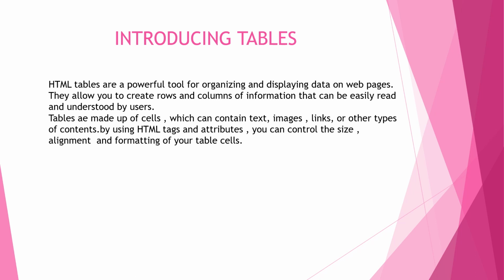Introduction to tables. HTML tables are a powerful tool for organizing and displaying data on our web pages. They allow you to create rows and columns of information that can be easily read and understood by users. Tables are made up of cells which can contain text, images, links, or other types of content. By using HTML tags and attributes, you can control the size, alignment, and formatting of your table cells.